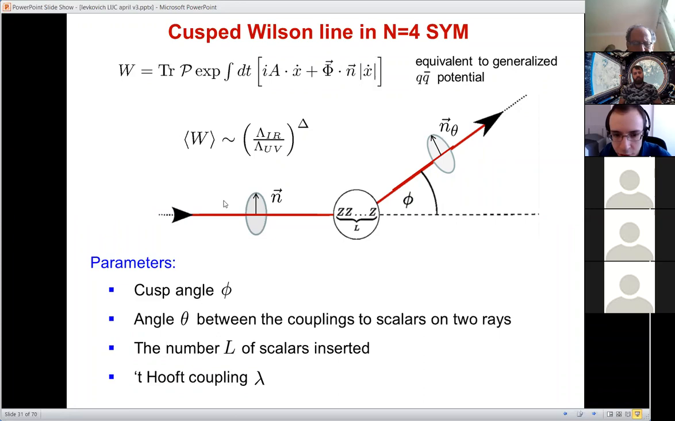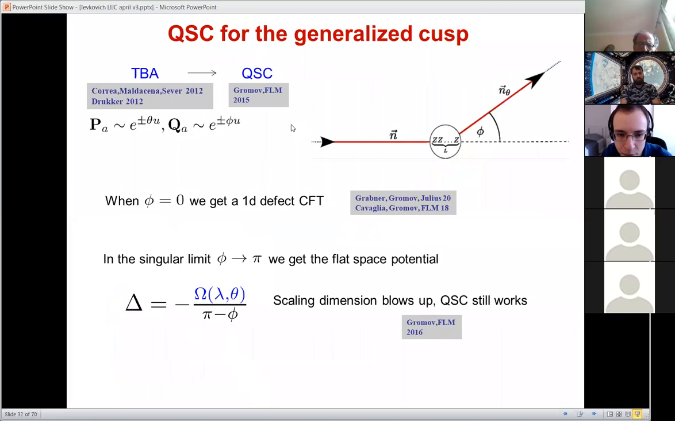And then, because the contour is not smooth, the configuration is divergent, and the divergence is controlled by this cusp anomalous dimension, which in many ways is analogous to a local operator anomalous dimension. And it is an integrable quantity. It can be described by TBA. And then it was understood how to describe it by the quantum spectral curve. So we can now compute this cusp anomalous dimension in a wide variety of regimes.